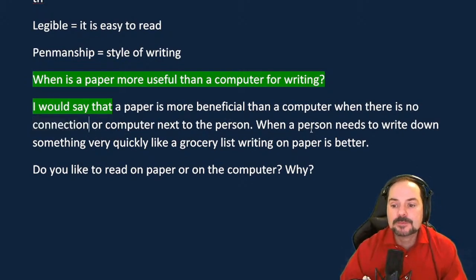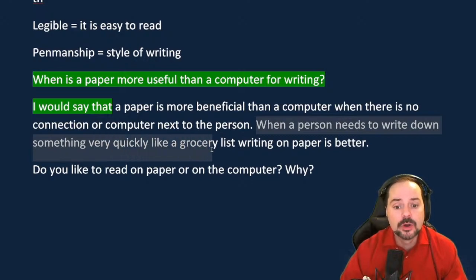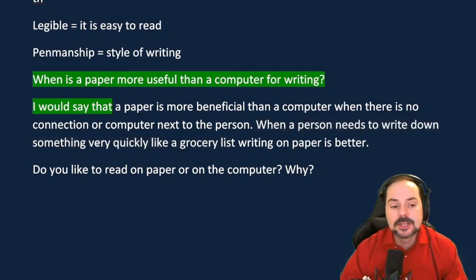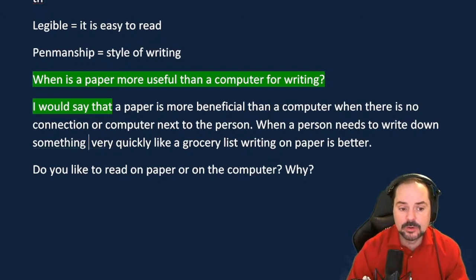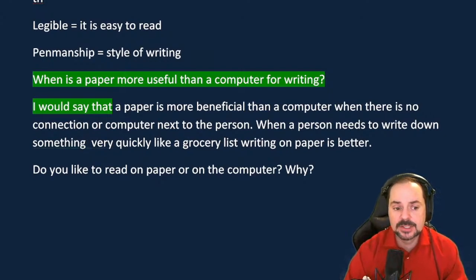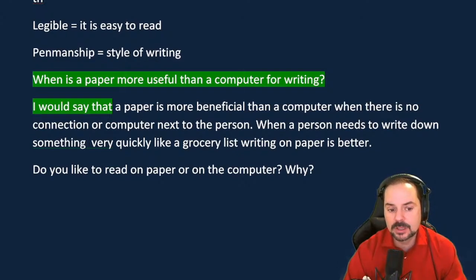So you used some nice complex language when a person needs to write down something very quickly, like a grocery list. That was really good English there, okay? Instead of using the word something, students, always try to find better nouns. So even the word something is kind of like the word thing. So instead of using the word something, you want to use a better noun. What would be a better noun, Carolina, than something? So when a person needs to write down something very quickly, can you replace the word something with a better word?